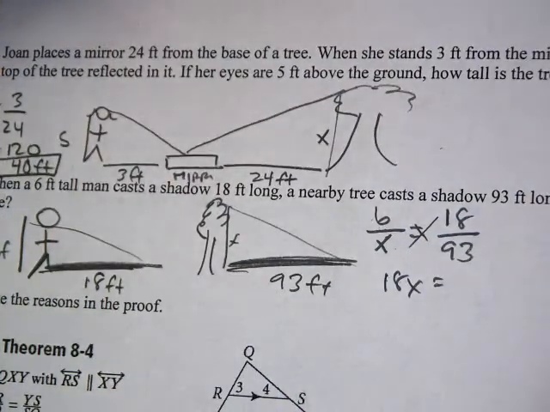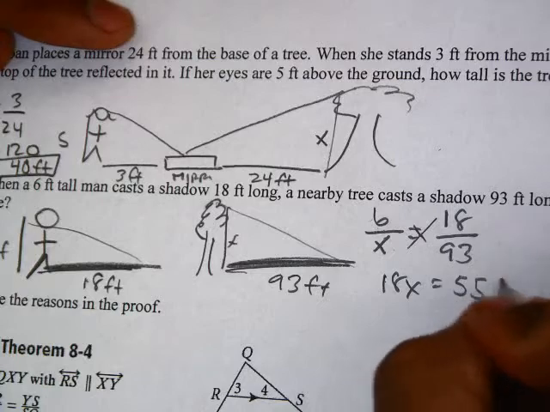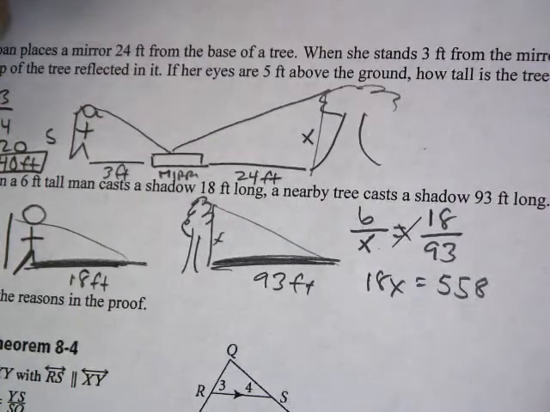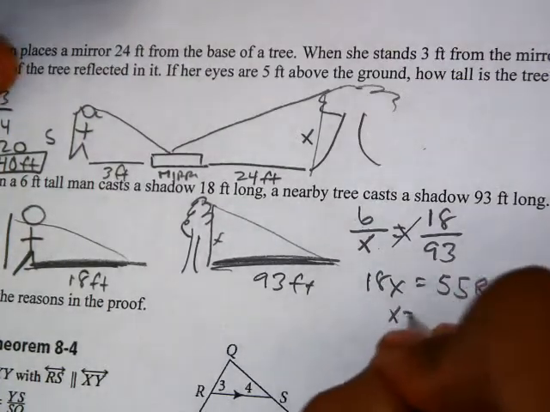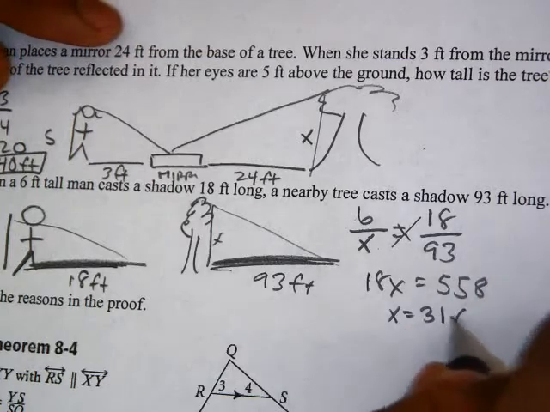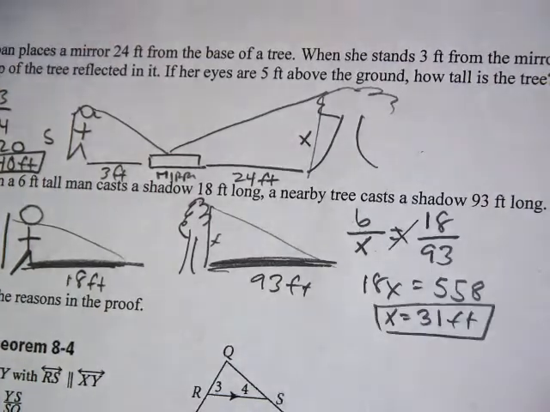18x, 6 times 93 is 558. Divide by 18 is 31. So the tree is 31 feet tall.